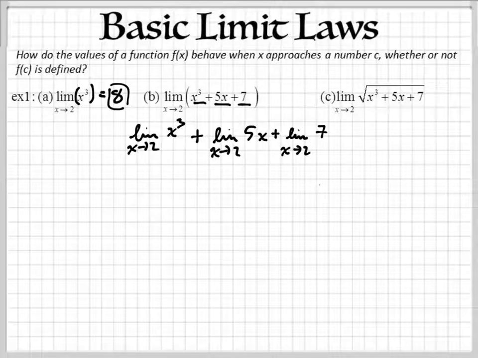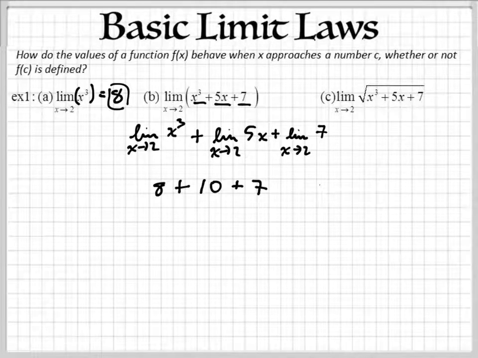The basic laws of limits say that you can find the limit of each of these to find the limit of this thing right here. You could even go further. You can take out this 5 and find the limit as x approaches 2 of x. But I'm not going to go that far with this one. I just want to plug in the 2. So we plug in 2 for the first one, we get 8. The second one, we get 10. And the last one, we get 7. Whenever your function is just 7, the limit is always just going to be 7. And so our answer is going to be 25.